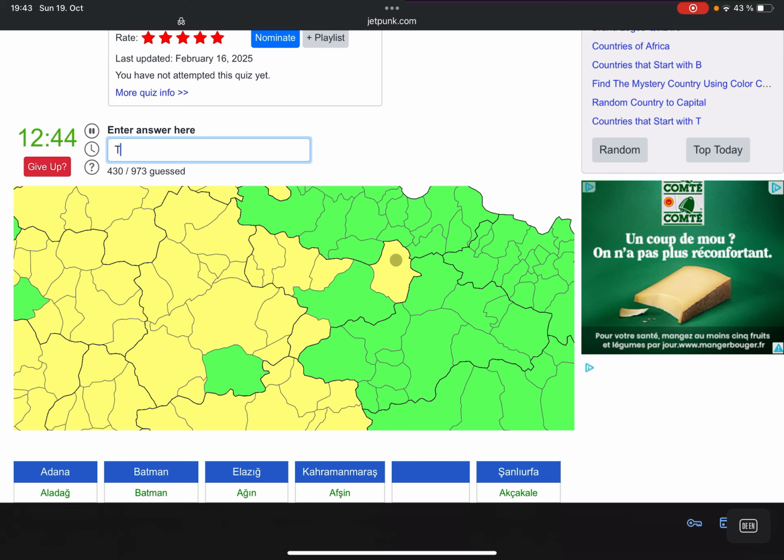Alright, let's quickly do the province of Amasya. Here we have Taşova, Suluova, Göynücek, Merzifon, Gümüşhacıköy.